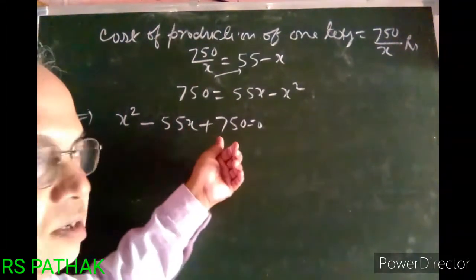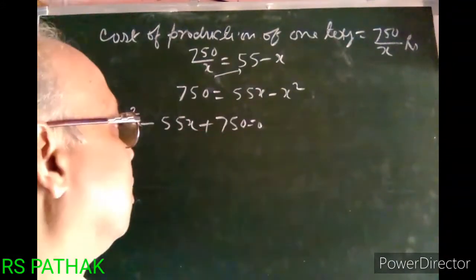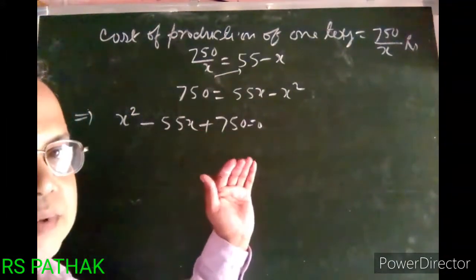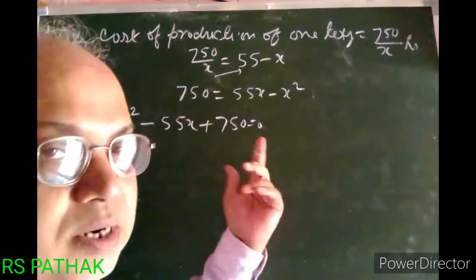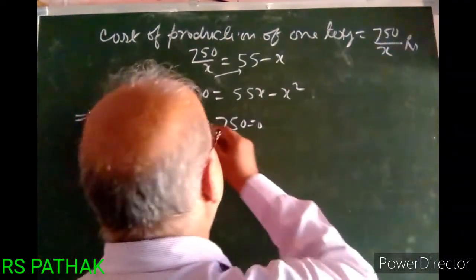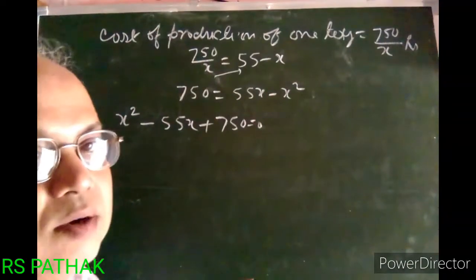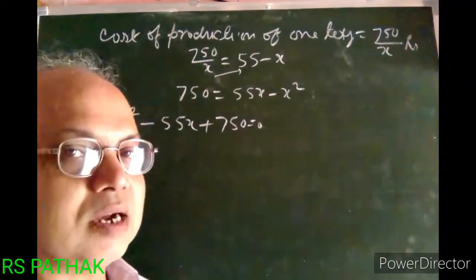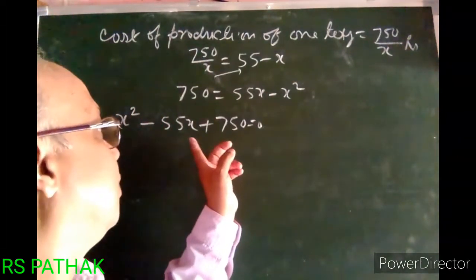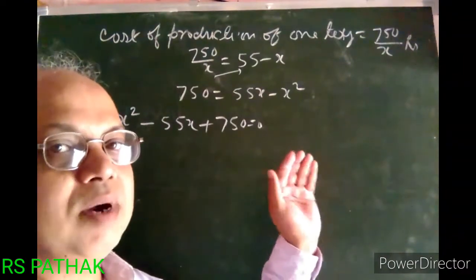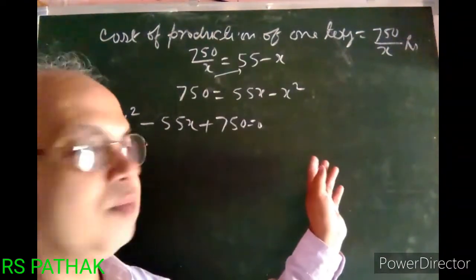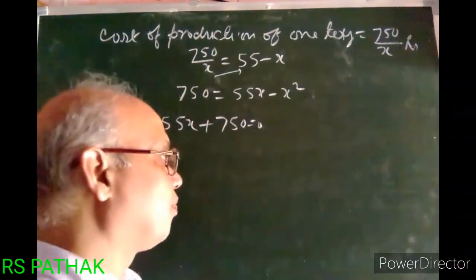This is a quadratic equation. You have to solve by splitting the middle term. How will you? 55 will be broken into two numbers in such a way that the addition should come 55 and the multiplication of those numbers should come 750.